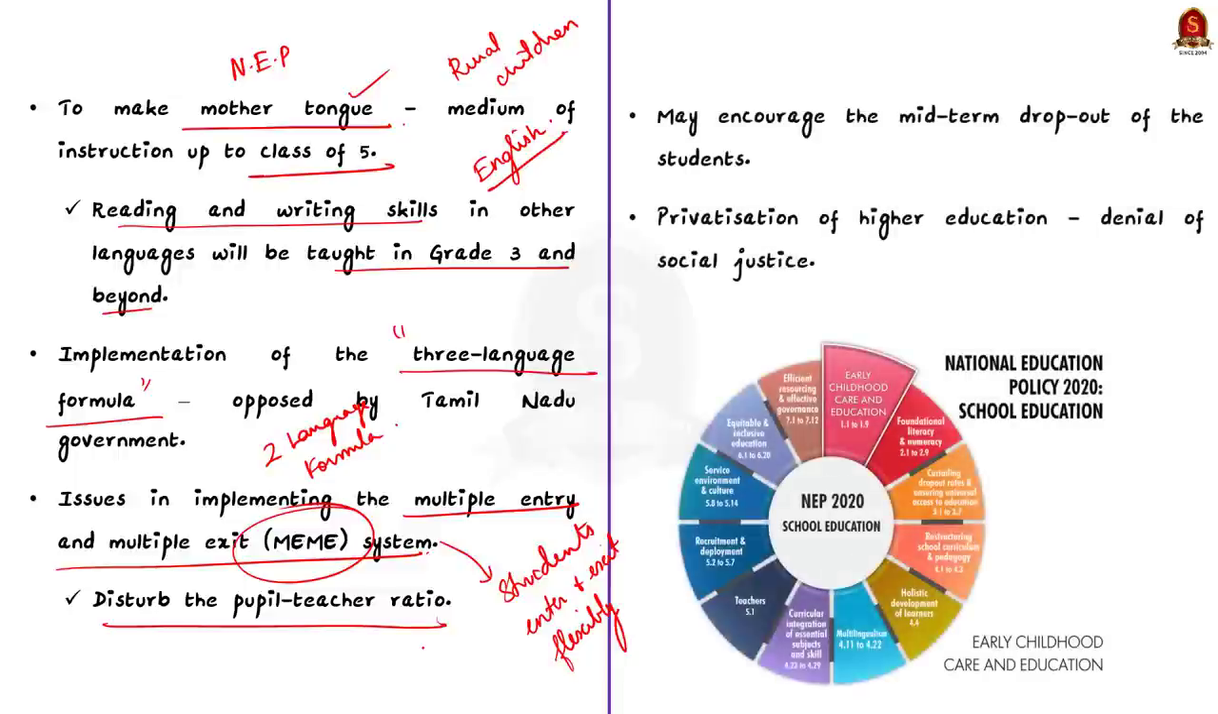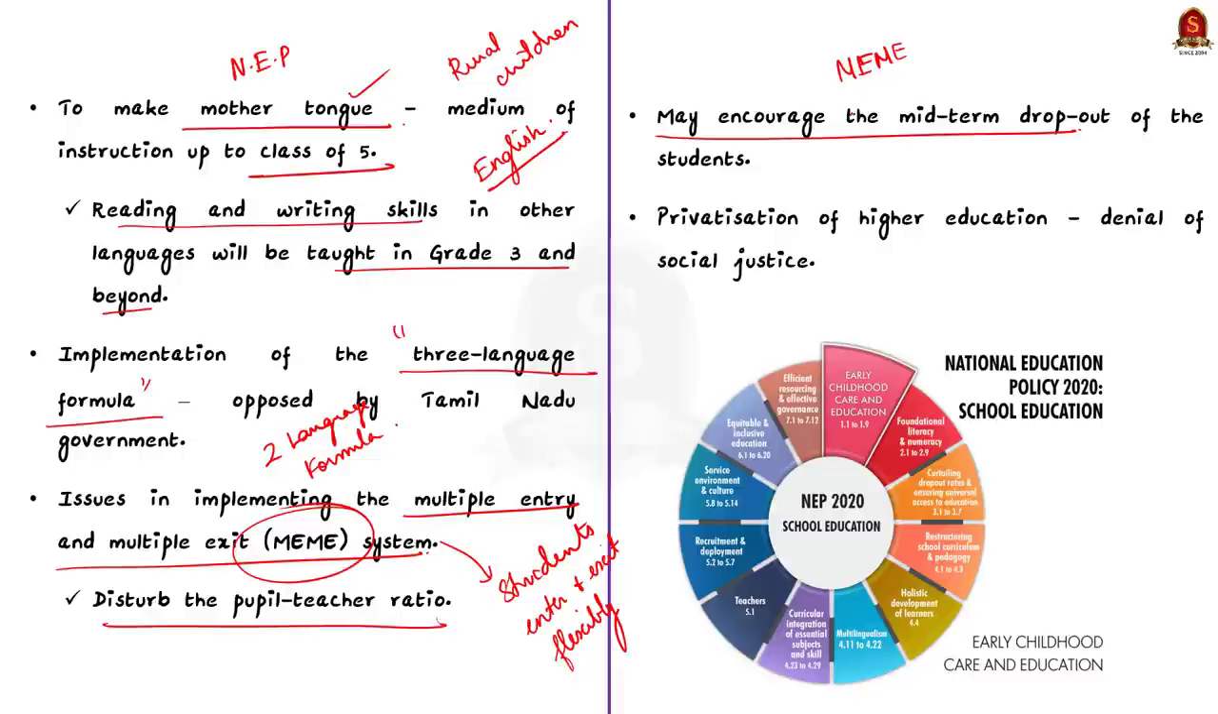An important concern of MEME is that it may encourage the midterm dropout of students with a diploma rather than pursuing engineering. It will seriously affect the future of students, and it may also affect their future job prospects. So this is a concern about the MEME system.